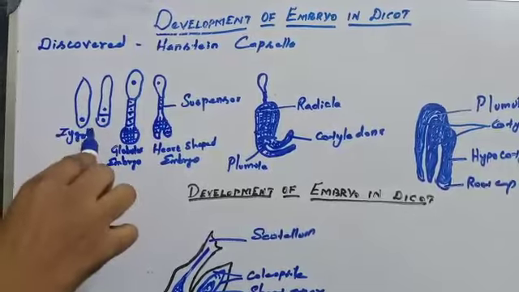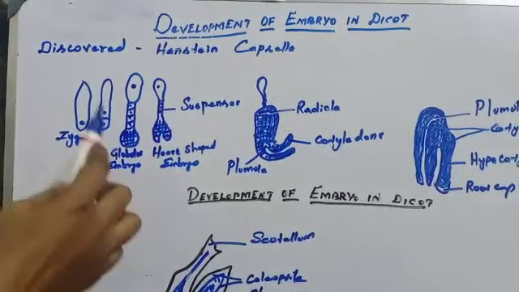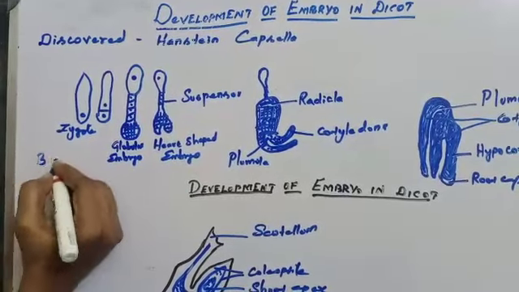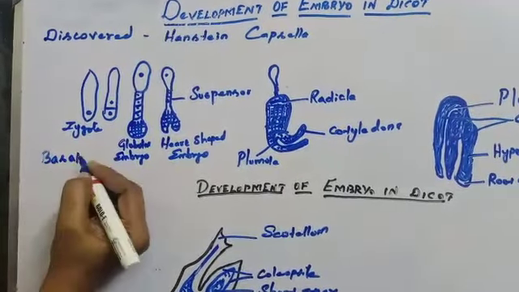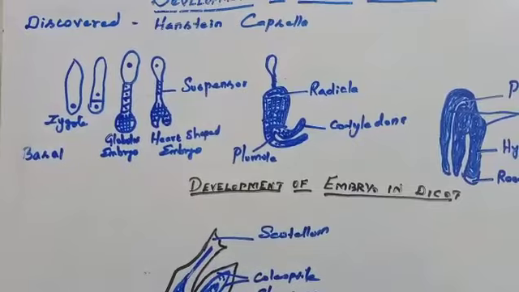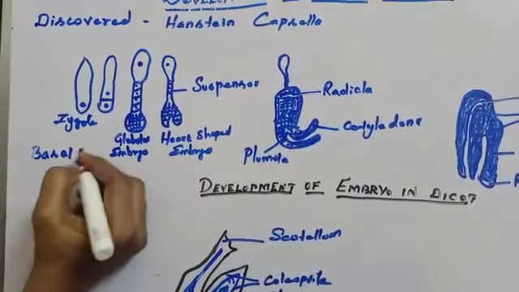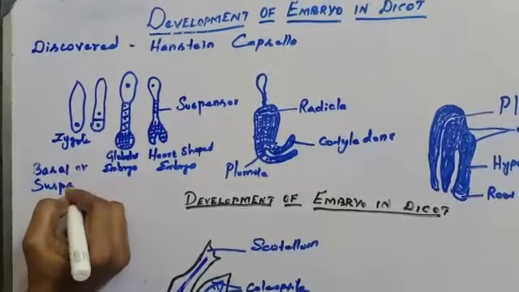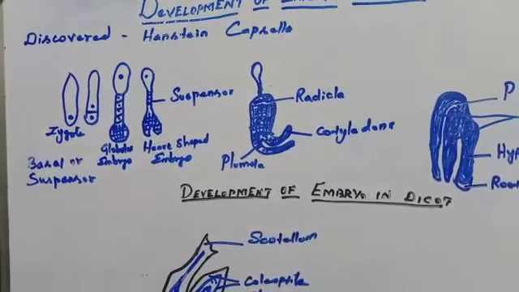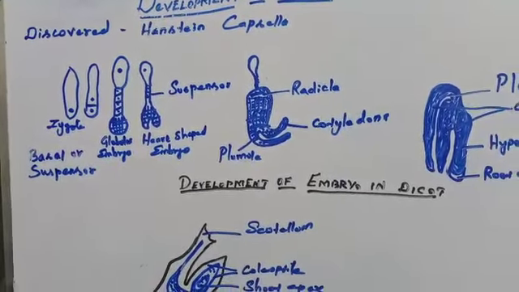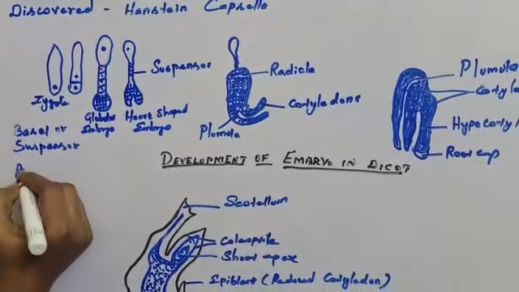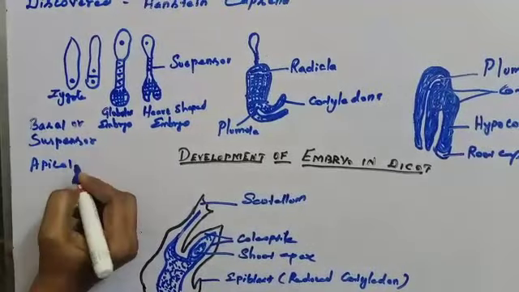Two cells are formed. The cell which lies towards the micropyle is called the basal cell. The other name for the basal cell is suspensor. Then the other cell, which lies towards the chalaza, is called the apical cell or terminal cell.